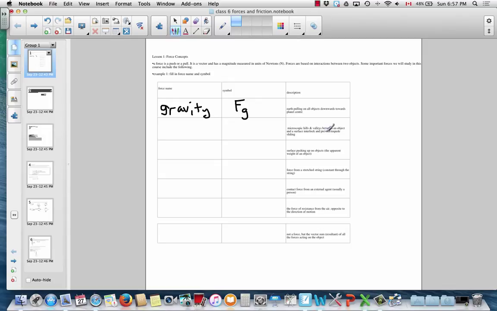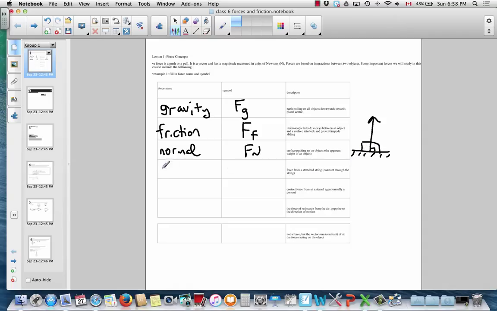Microscopic hills and valleys between an object and a surface interlock and prevent or impede sliding. That sounds like the force of friction. So that's force, friction. Surface pushing up on objects, that is the normal force. Now, normal in mathematics means perpendicular, right? So if this is the surface, and here's an object, the normal force is always perpendicular to that surface, 90-degree angle. That's what normal means in this context.